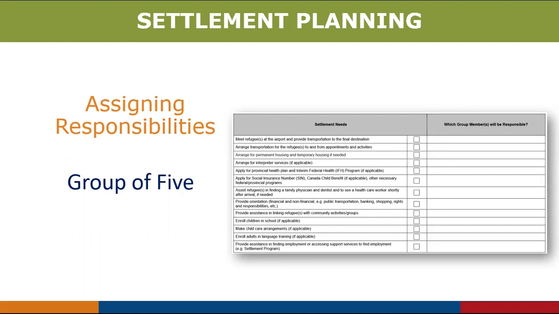So for example, arranging transportation for the refugees to and from appointments and activities. You can list more than one person there, but as a minimum, you have to be listing the people who are signing the undertaking document. So each of those groups of 5 people or more, if they've signed the undertaking, their names should be here somewhere, but you can divide up the responsibilities for sure.